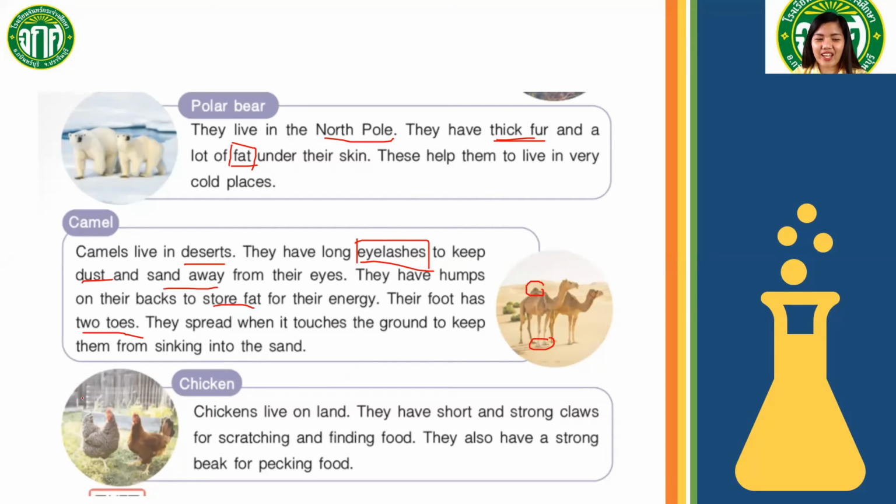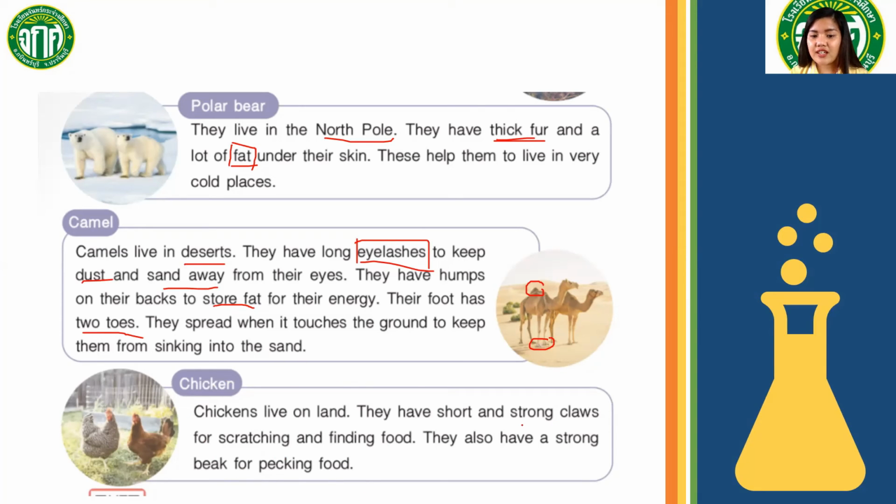Okay, let's continue. Next, we have chicken. All right, your favorite. Chickens live on land. They have short and strong claws for scratching and finding food. They also have a strong beak for pecking food. So that is how the chicken live on the land.